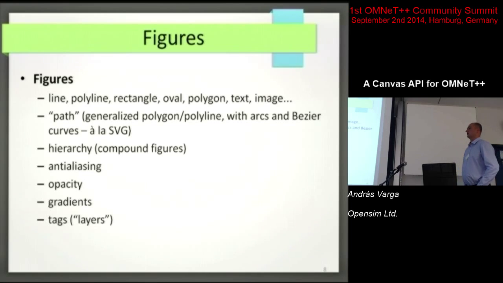And the implementation now adds features like anti-aliasing and opacity. So one can have an alpha channel in figures. One can use gradients in the new API. And one can achieve layers which can be turned on and off on demand. That layer functionality is achieved using tags. So one can assign tags to figures, and you can say, okay, I want to see all figures that have tag foo, but hide all the figures that have tag bar.